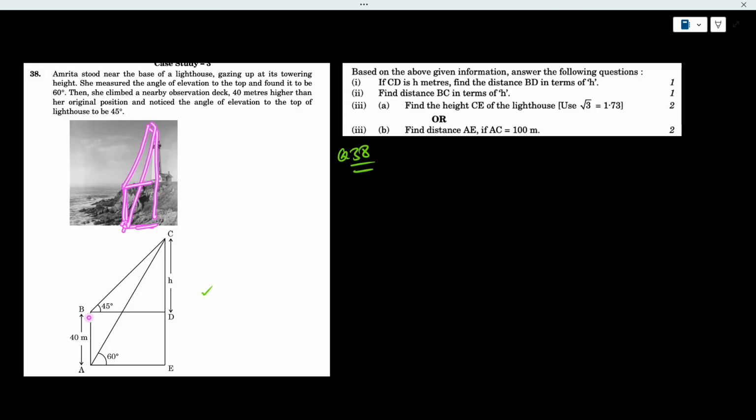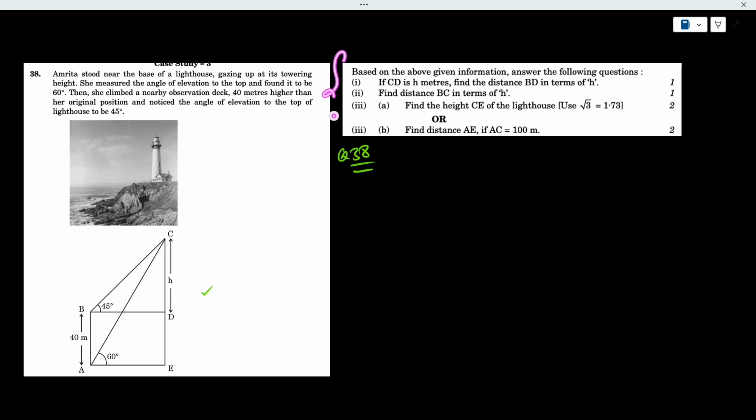Now, when she climbs to B, the angle of elevation to the same top of the tower is 45 degrees. We need the horizontal, so this is the angle between BD and BC, right? What do I need to find out here? Her original position, which means I have to find out at A. From the original position A she is going 40 meters higher. The angle of elevation to the top is 45.